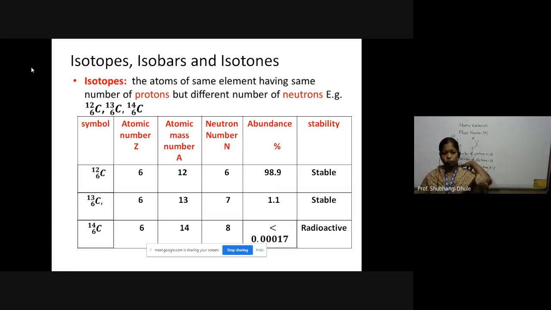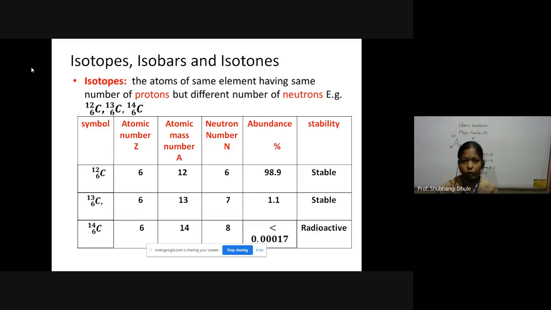So what are isotopes? Isotopes are atoms of the same element. The very important thing is that isotopes are atoms of the same element having the same number of protons, and they differ by the number of neutrons. For example, carbon has carbon 12, carbon 13, and carbon 14. So carbon has three isotopes like this: 12, 13, and 14.